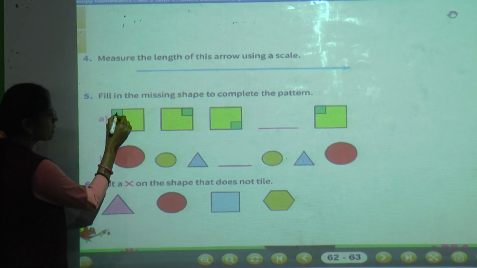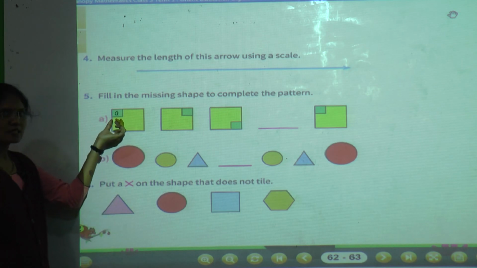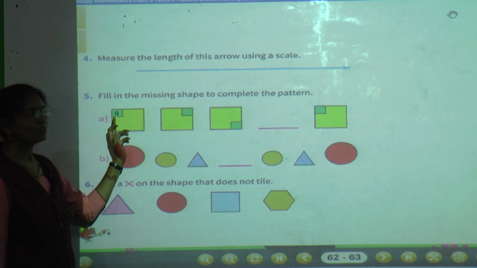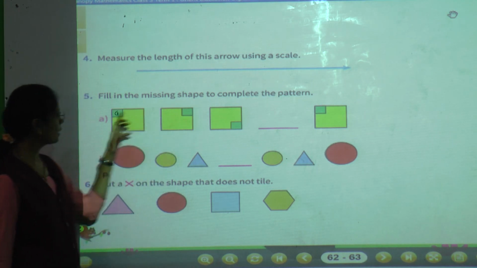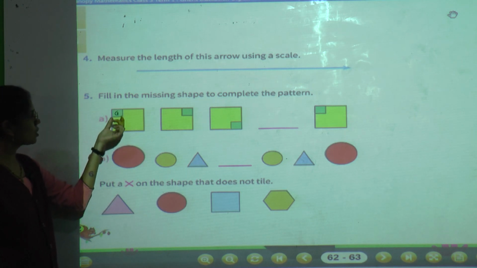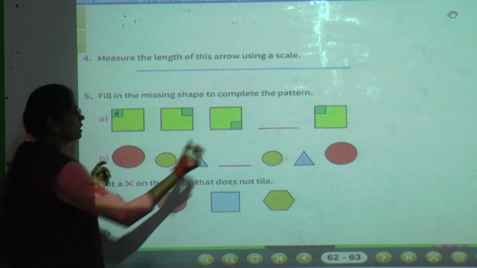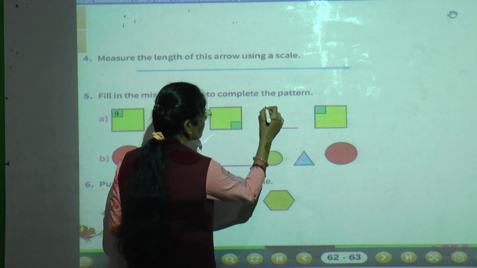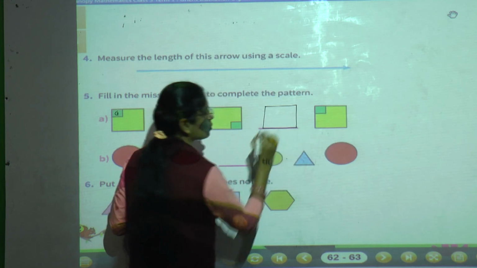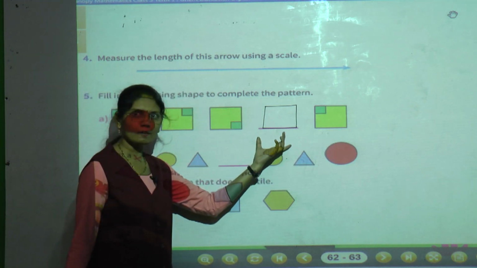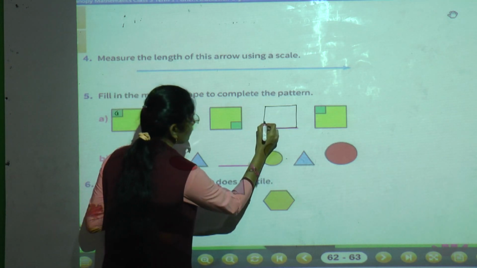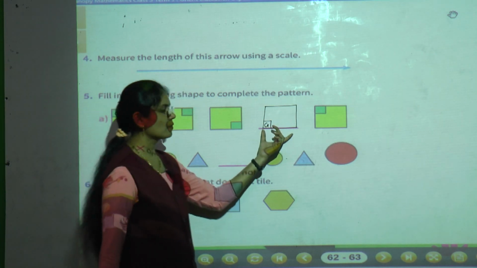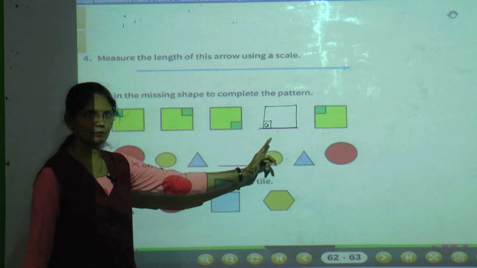Now if we see this green color small square, among all the squares only this green color square turns. In the first shape the green small square is on the left side, then it will come to the right side, then here, and then here. Where will it come? We have to draw first a yellow color big square. Inside that, one more small square we should draw, and we have to give it green color. So in this way we can complete this pattern.